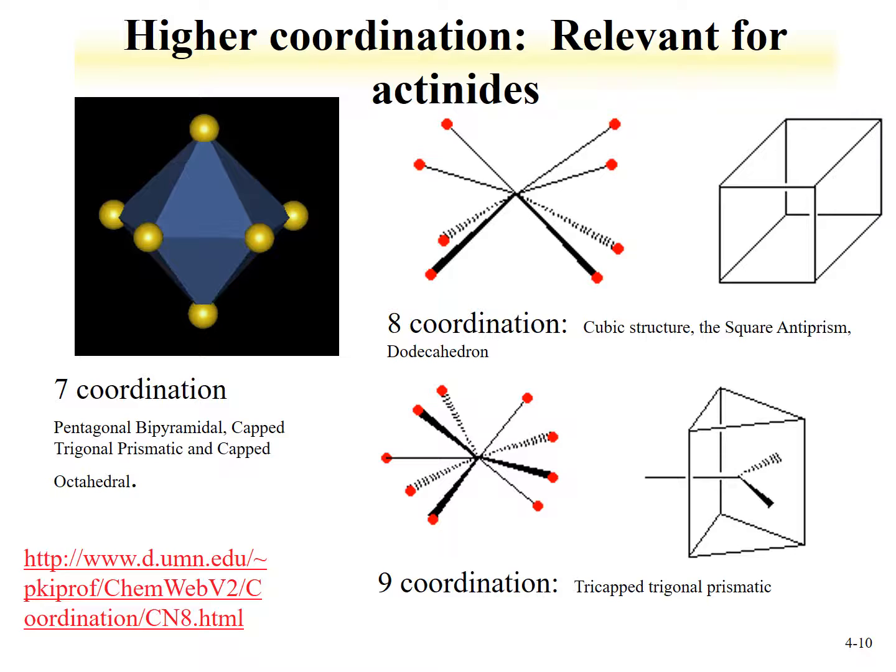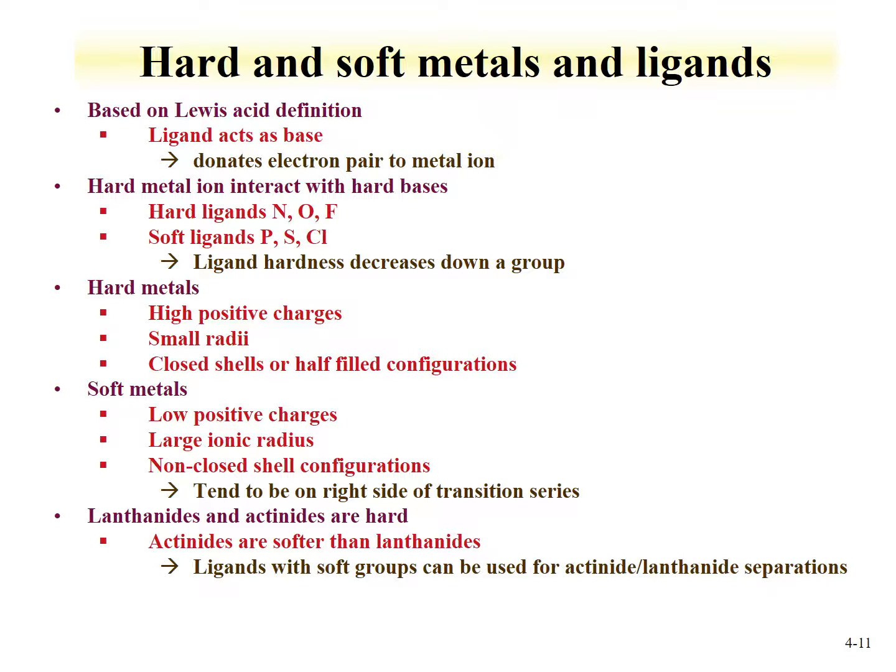Actinides can take higher coordination numbers, and here are some examples of coordination number 7, 8, and 9. There are a few different for coordination 7. Example here is pentagonal bipyramid, so there's a pentagon with a pyramid above and below. This 8-coordinate structure here is cubic, and the 9 is a tricapped trigonal prismatic type structure. More detail can be found on the website listed on this slide.